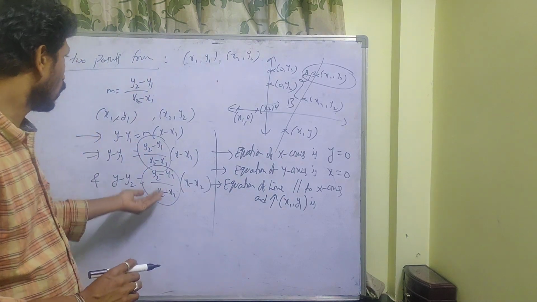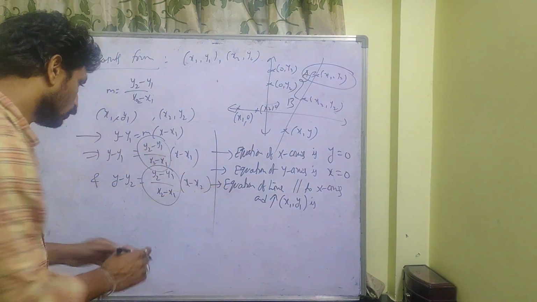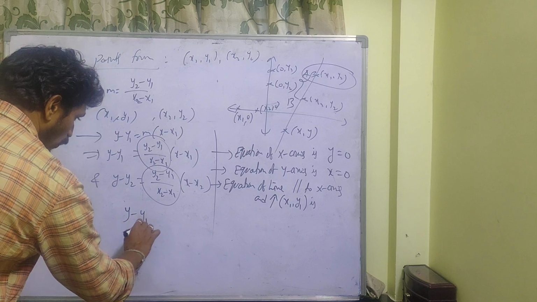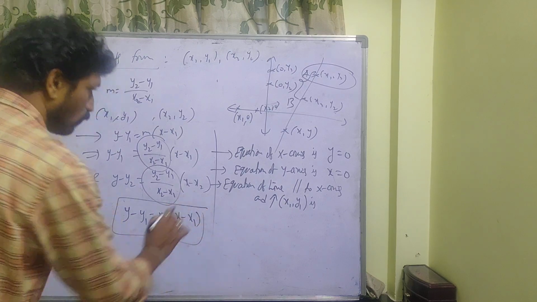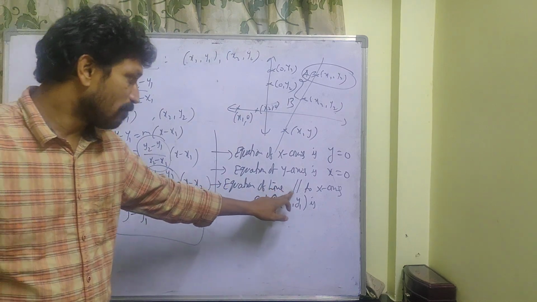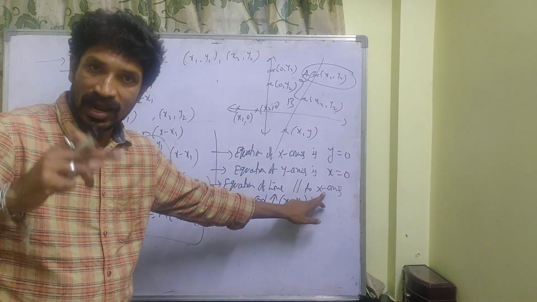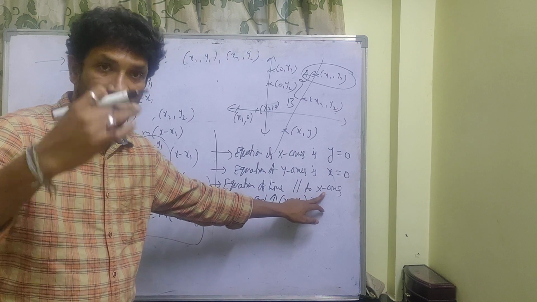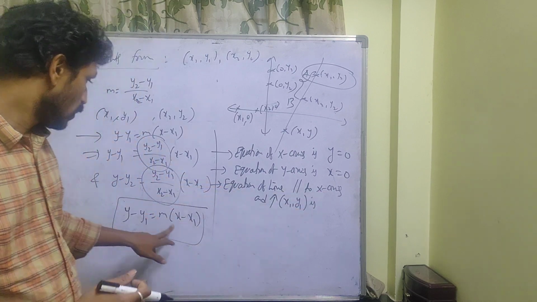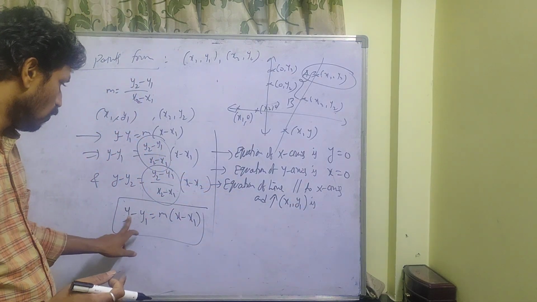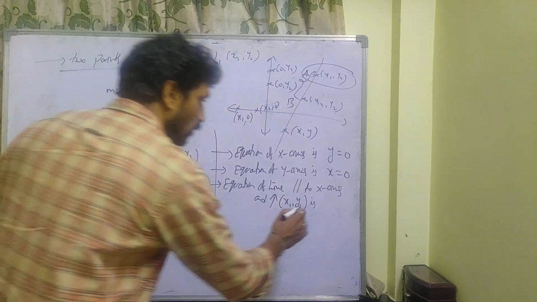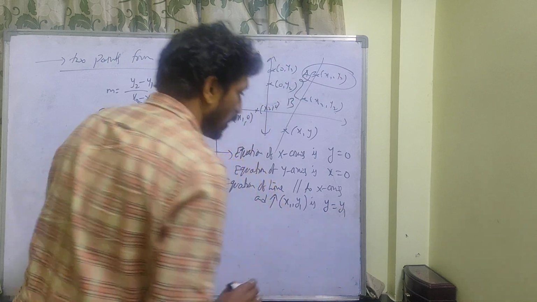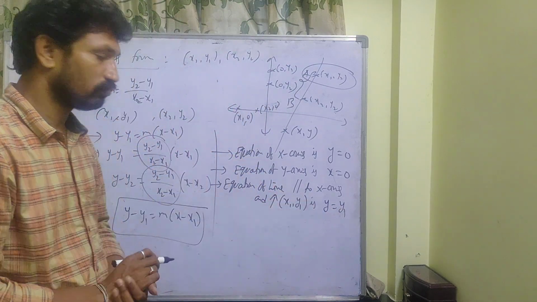Use this formula, or use this one: y minus y1 is equal to m into (x minus x1), if you use it to find the equation of the line parallel to the x-axis. Any line parallel to the x-axis has slope 0. Okay, so m is 0. So what you have? 0 and anything is 0. So y minus y1 is equal to 0. That means y is equal to y1. So here the x term will be 0.